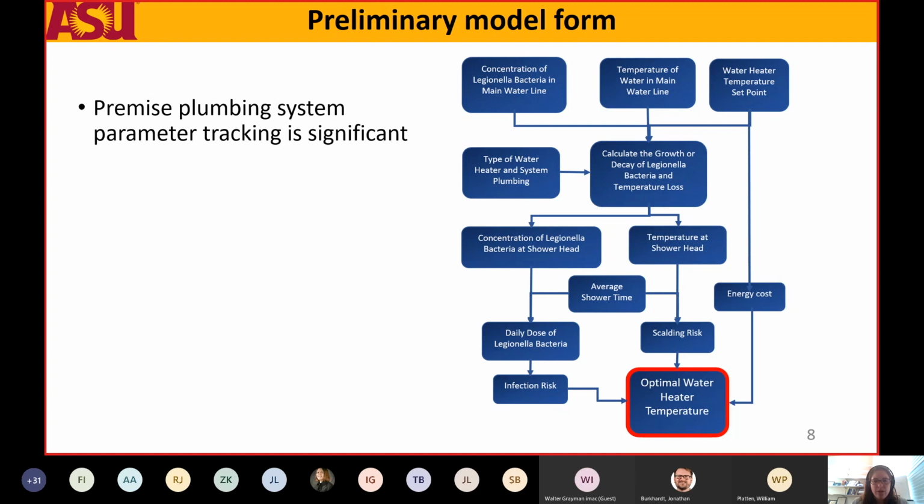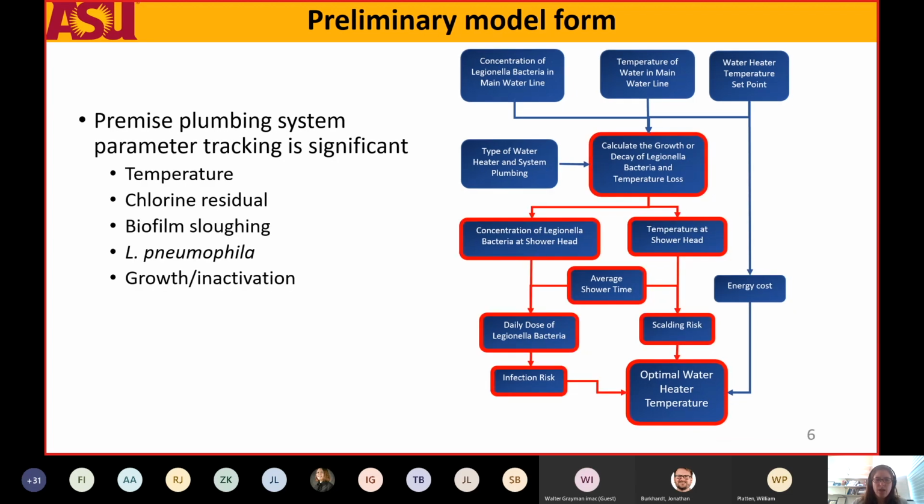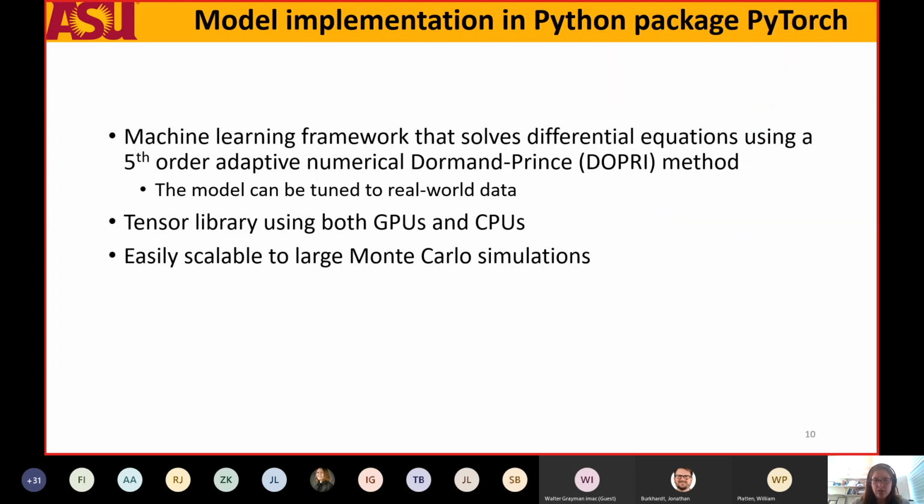In the preliminary model form, we track a lot of different parameters throughout the system using a series of differential equations, as well as conducting Monte Carlo simulations at each time step. And we get down to our final outcome, which is our optimal water heater temperature. However, we track a lot of different parameters throughout the system, so we focus on tracking temperature, chlorine residual, biofilm sloughing, Legionella concentrations, and growth and activation of that Legionella. So this is quite a bit of data that we're collecting.